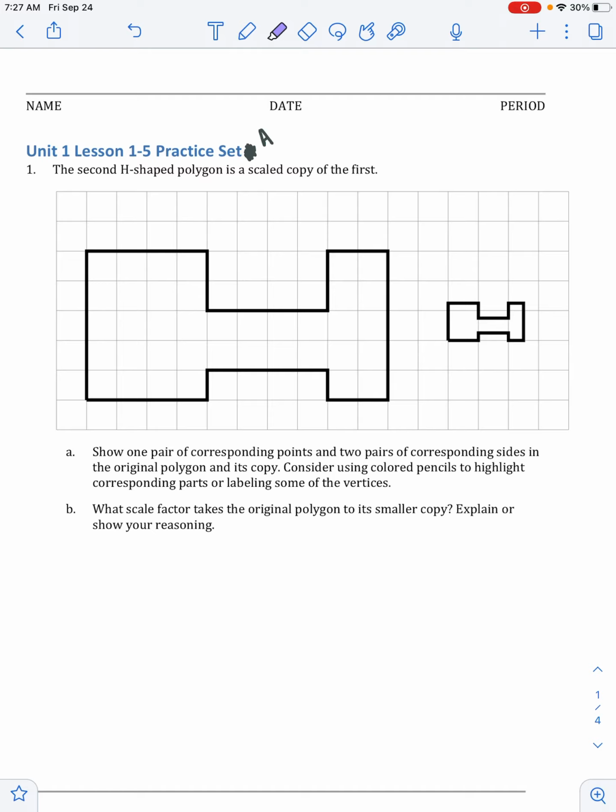Okay, so let's go through a couple of the problems together just to help you get started. Question 1 says, the second H-shaped polygon is a scale copy of the first. A says, show one pair of corresponding points and two pairs of corresponding sides in the original polygon in its copy. And it says, consider using colored pencils to highlight the corresponding parts or labeling some of the vertices. Now on ClassKick, you can change the color of the pen, so that should be helpful.